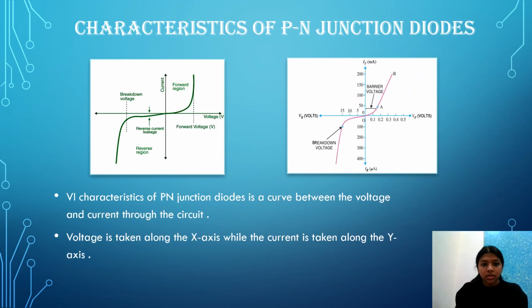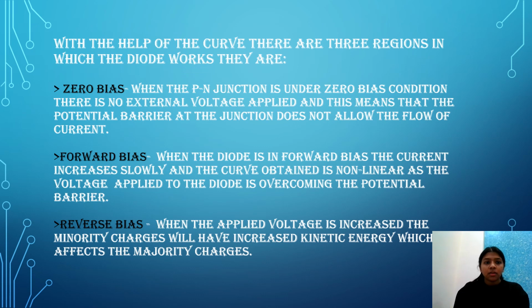Next are the characteristics of the PN junction diode. The characteristic is a curve between the voltage and current through the circuit. Voltage is taken along the x-axis while current is taken along the y-axis. With the help of the curve, we can understand that there are three regions in which the diode works: zero bias, forward bias, and reverse bias. Zero bias: when the PN junction diode is under zero bias condition, there is no external voltage applied, and this means that the potential barrier at the junction does not allow the flow of current.